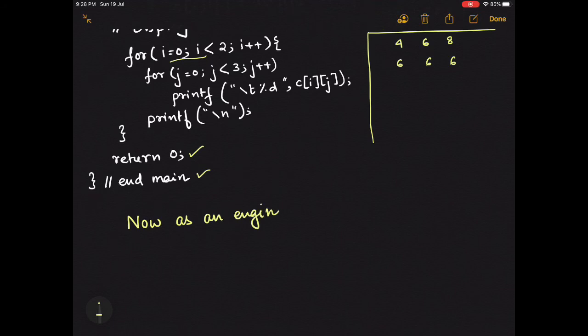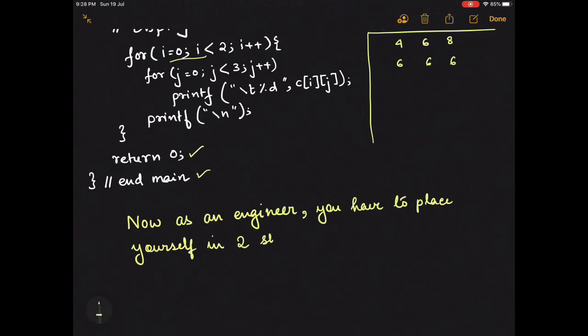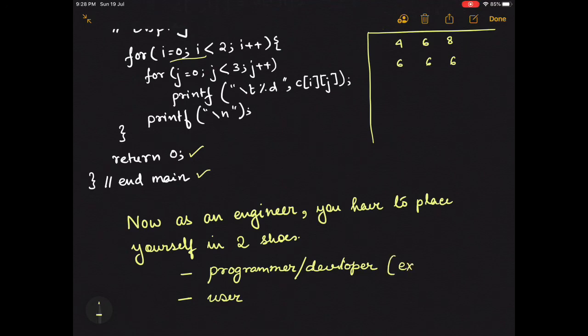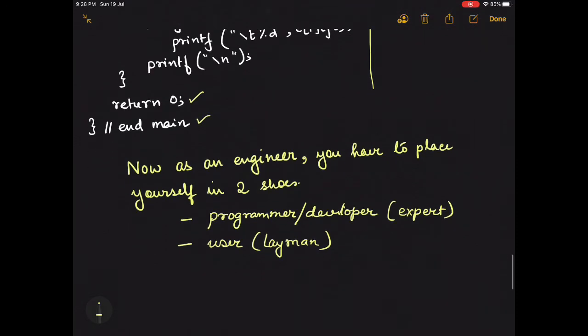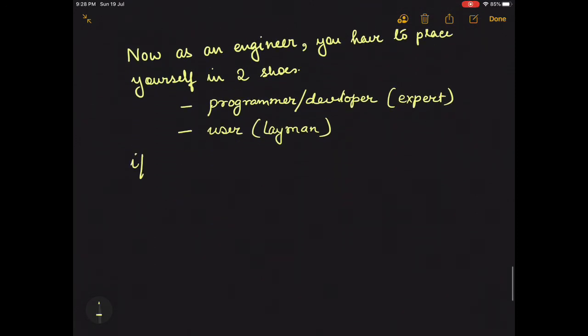Now we need to put ourselves into the shoes of two different categories of people. The first one is an engineer who is designing this program, which is actually going to be your profession. And the second one is the user. The user is basically a layman who will be interested in purchasing your software because he wants to add two matrices. Now the program that we have written, will this be sufficient to solve the matrix addition problem of any order? Definitely not, right? This particular program will be able to add two matrices of the specific order 2 cross 3.